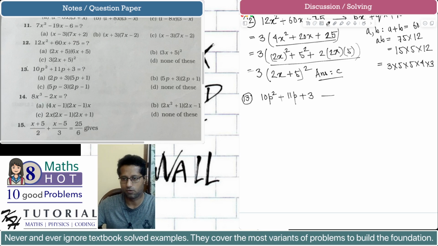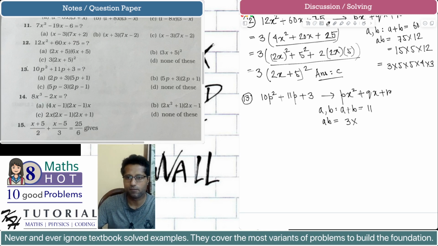It is a quadratic trinomial of the form px square plus qx plus r. So we have to find two constants a and b, such that a plus b will be equal to the coefficient of p, that is 11. A multiplied by b will be equal to the product of the constant term, that is 3, multiplied by the coefficient of p square, that is 10, which is equal to 30. So ab is equal to 30 and a plus b has to be equal to 11. Then we can find a and b.